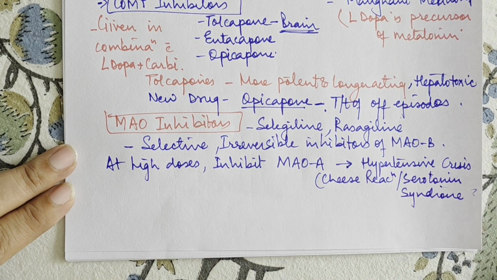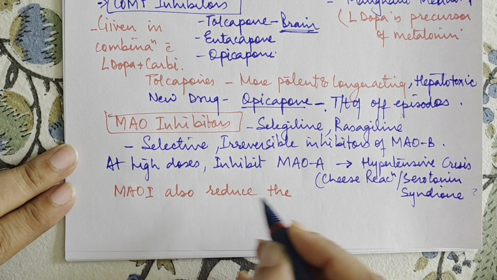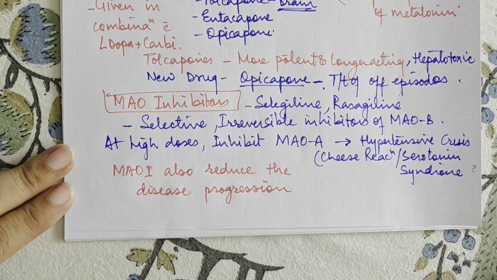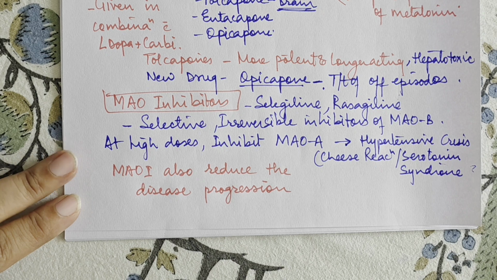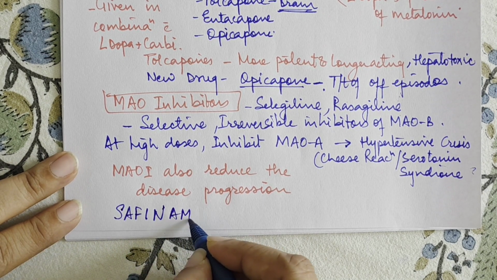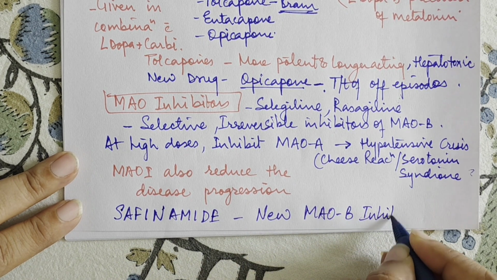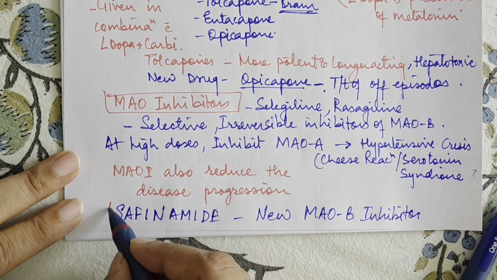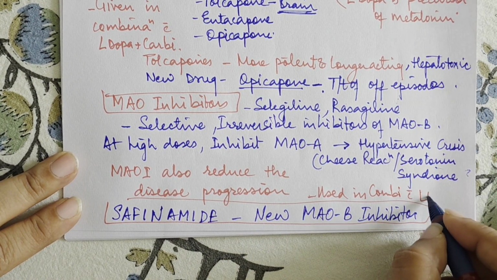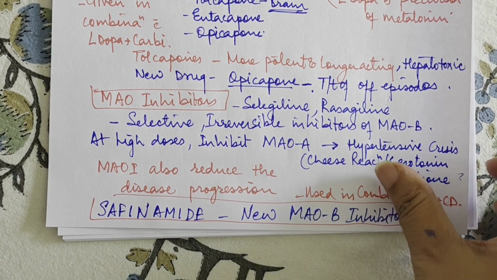Okay, these drugs, MAO inhibitors, also reduce the disease progression, right? So this is also very important: not just symptom amelioration but also reduction of the disease progression. Then there's a new drug, safinamide. It is a new MAO-B inhibitor and it is used in combination with L-dopa plus carbidopa. It is not used alone, always in combination with L-dopa and carbidopa, right?